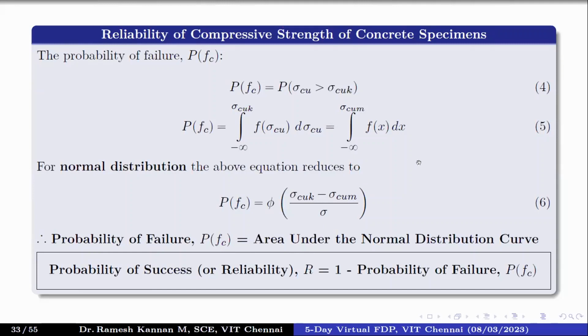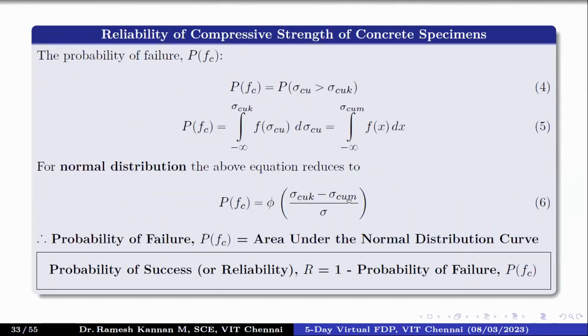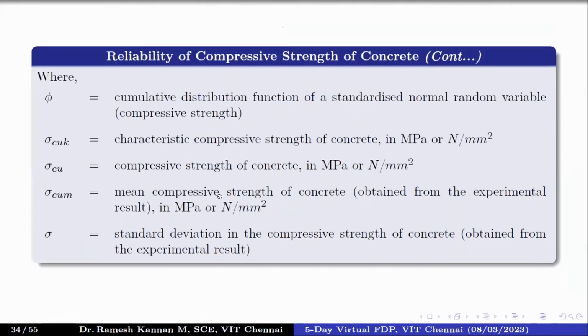So I'll illustrate this concept with the normal distribution graph. This is what I've explained to you with the characteristic compressive strength and the mean compressive strength from the experimental results, and the characteristic compressive strength is what we generally do. It's a design compressive strength. For M30, it is 30 Newton per millimeter square, M35 it is 35 Newton per millimeter square, M40 it is 40 Newton per millimeter square, and so on, right? So that's the design compressive strength.